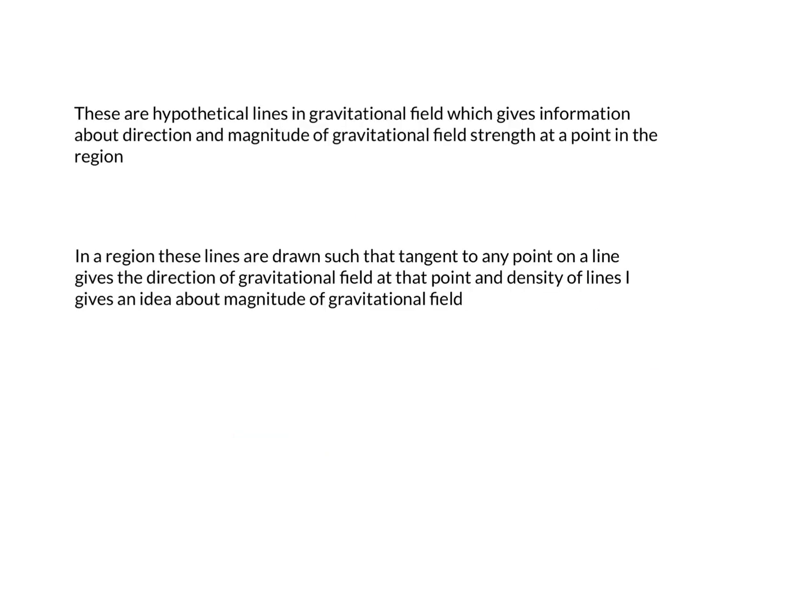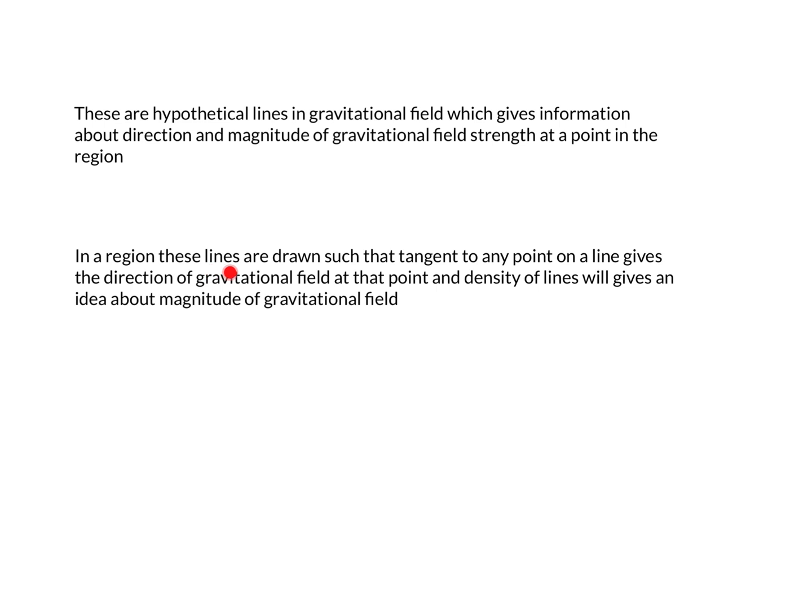So remember these basic things: these are hypothetical lines in a gravitational field which give information about the direction as well as the magnitude of the gravitational field strength at a point in the region. In a region, these lines are drawn such that the tangent at any point on a line gives the direction of the gravitational field at that point, and the density of lines, the number of lines per unit volume, gives an idea about the magnitude of the gravitational field strength.